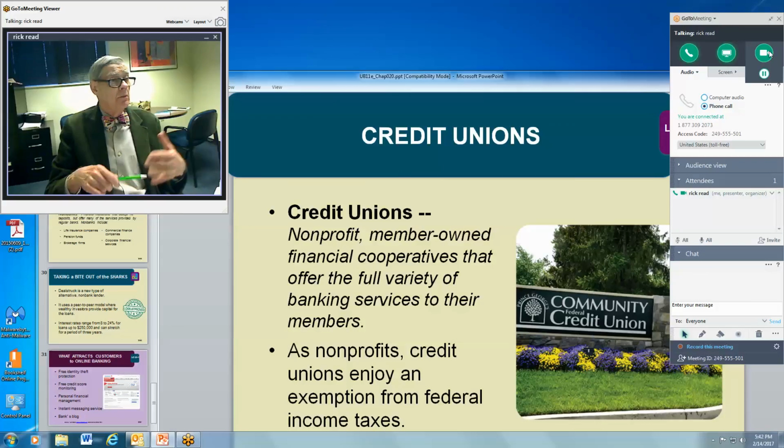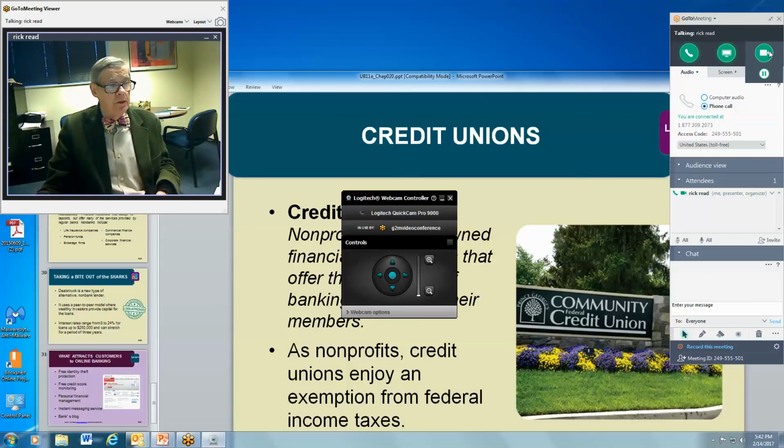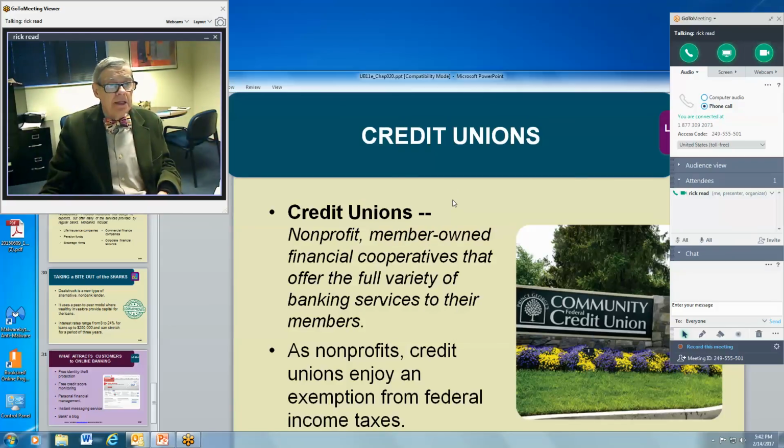The big thing here, they're going to offer all the services, but the big thing is, since they're a nonprofit, they don't have to pay income taxes.